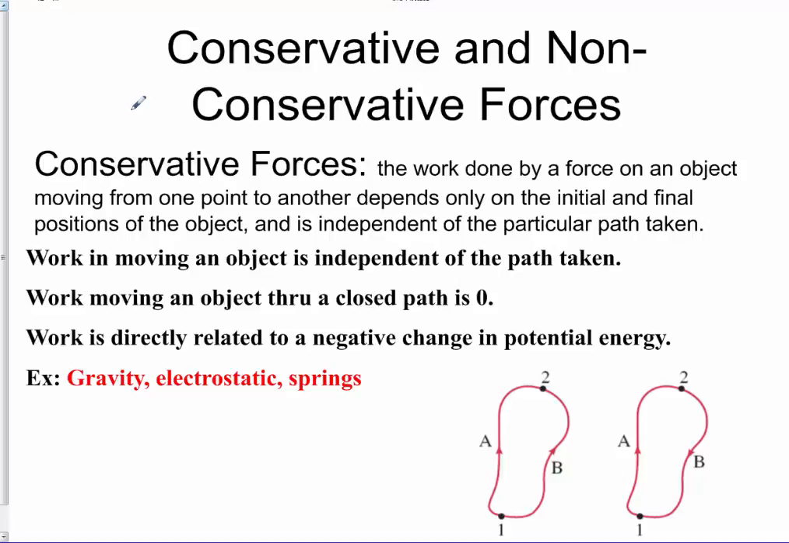In looking at conservative force, the work done by a conservative force on an object moving from one point to another point depends only on the initial and final position of the object. It's independent of the particular path taken, meaning that the work done by a conservative force doesn't depend on whether I start here at 1, go all the way over to here and back to here, or go directly from here to here. The work done by a conservative force is going to be the same. It's completely independent of the path taken.